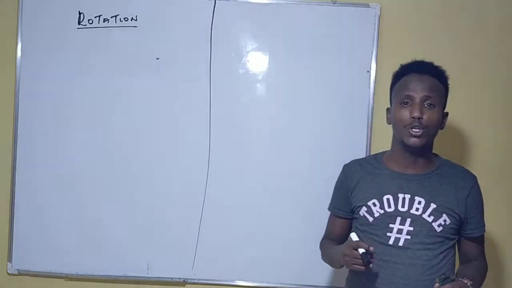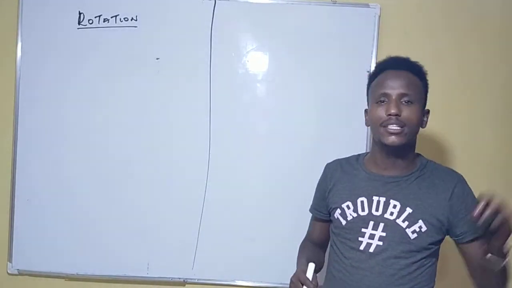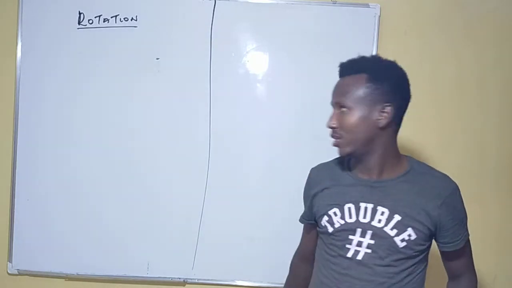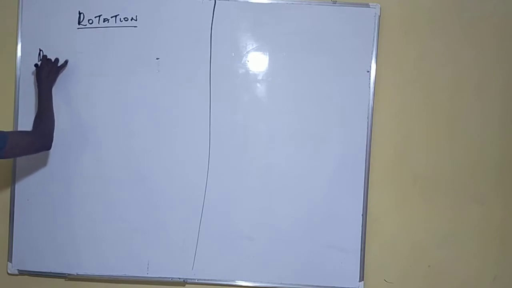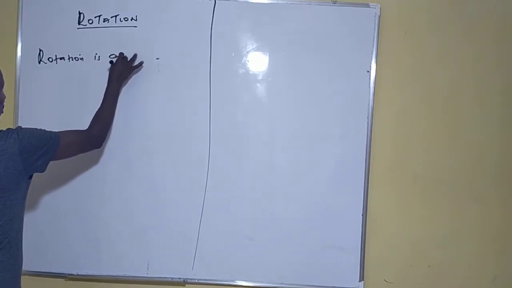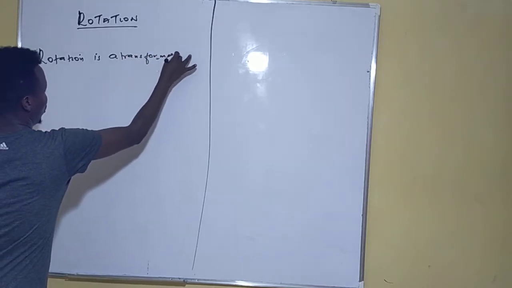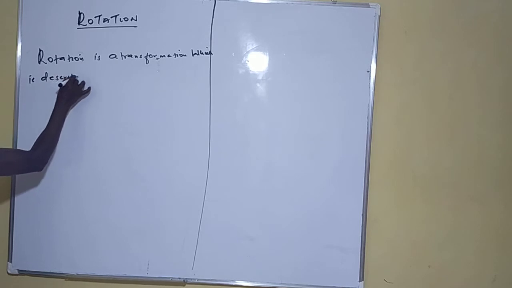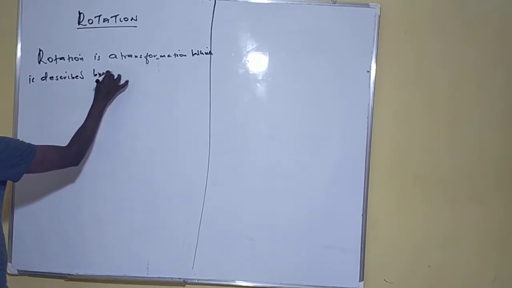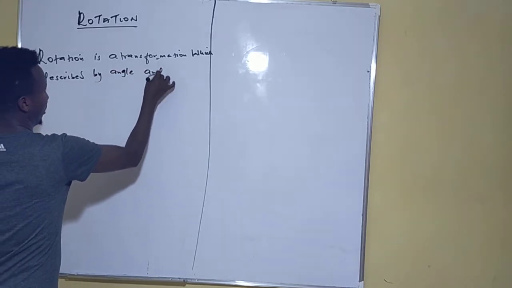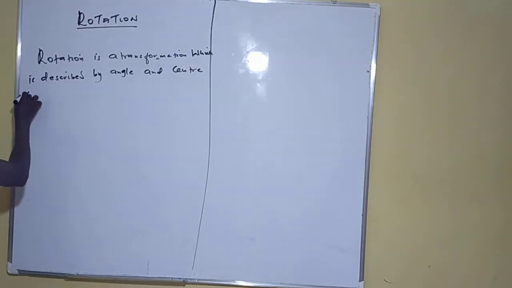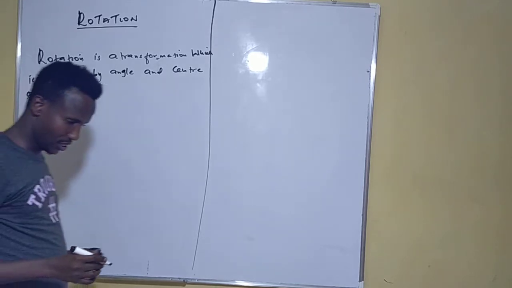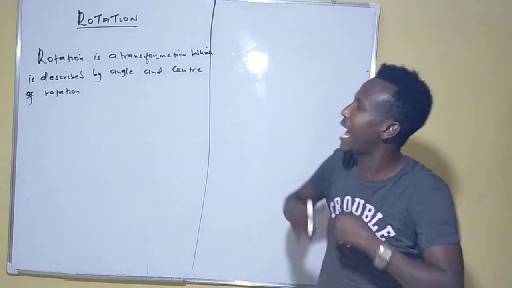Remember, rotation is a transformation which is described by angle and center of rotation. It is a transformation which is described by center and angle of rotation. Just understand that. So what's a rotation? Let's write that. Rotation is a transformation which is described by angle and center of rotation. Angle and center of rotation. However, during examination, you can be asked some other questions.